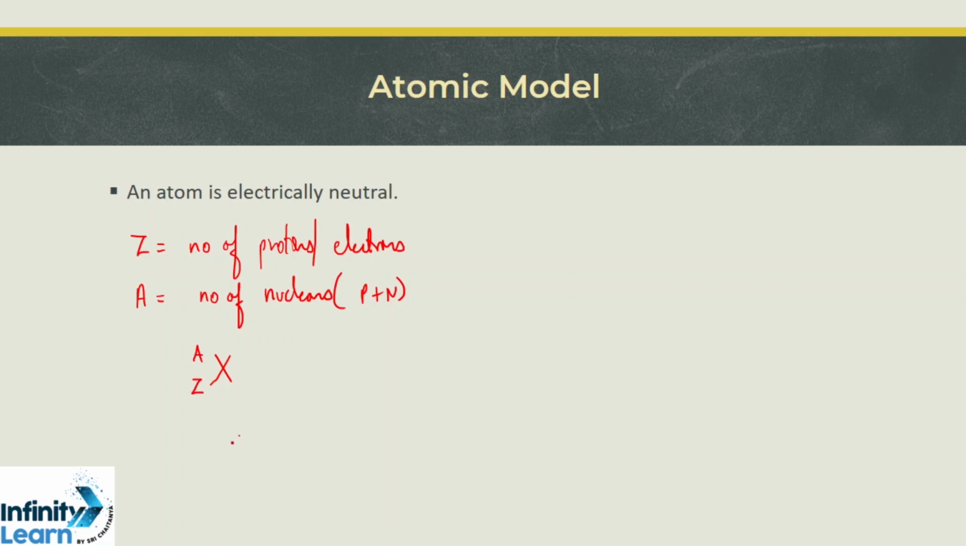Now if we have any element X, then it is denoted by the symbol X with A and Z. So in case I have the element carbon, carbon is denoted by capital C. The atomic number of carbon, that is the number of protons, is 6, and the atomic mass number, the number of protons as well as neutrons, is 12. So this is how an element is represented with atomic mass number and atomic number.